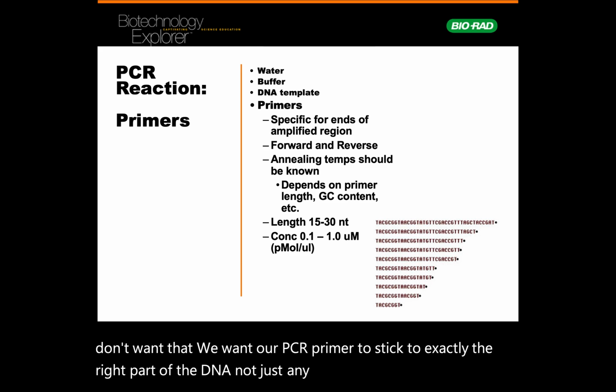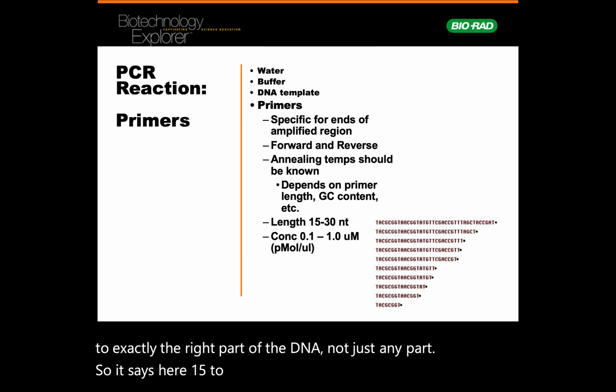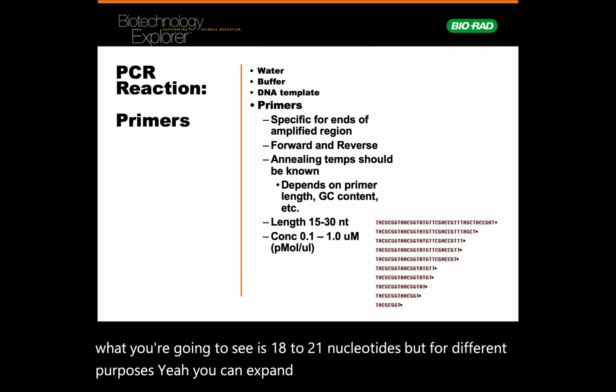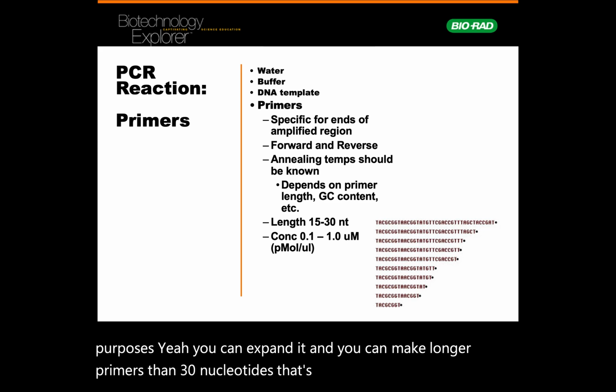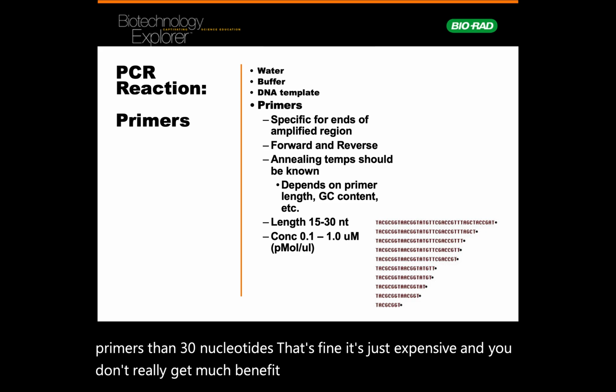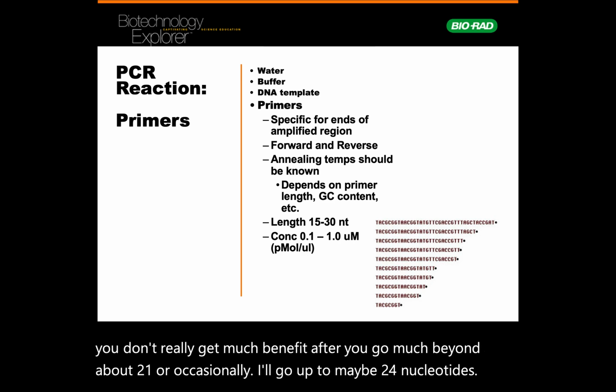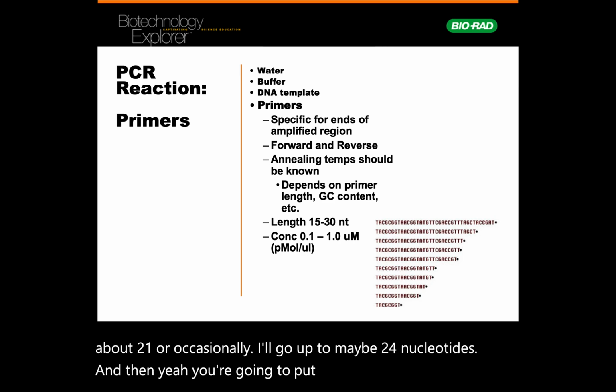So it says here 15 to 30 nucleotides is a good length. Typically, what you're going to see is 18 to 21 nucleotides. But for different purposes, you can expand it, and you can make longer primers than 30 nucleotides. That's fine. It's just expensive, and you don't really get much benefit after you go much beyond about 21, or occasionally I'll go up to maybe 24 nucleotides. And then you're going to put in a known amount of primer.